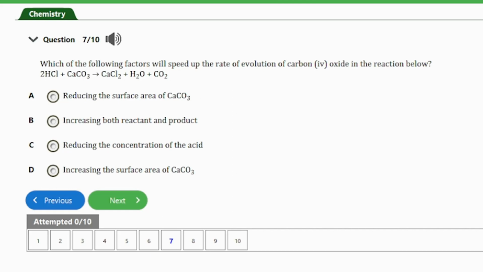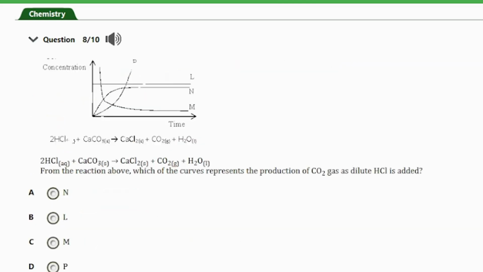So increasing the surface area of the calcium carbonate will speed up the rate of evolution of carbon dioxide. So that's it for that question. Let's consider the next question, question number 8.